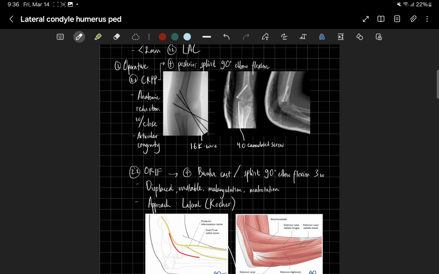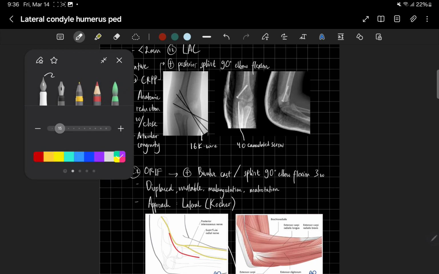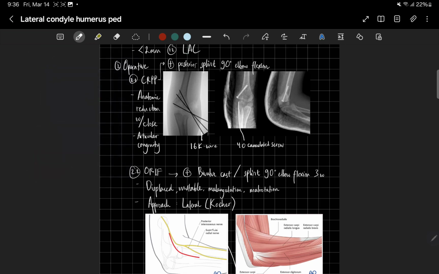I got it from Google. So in the pictures, we can do two or three divergent K wires or one cannulated screw.